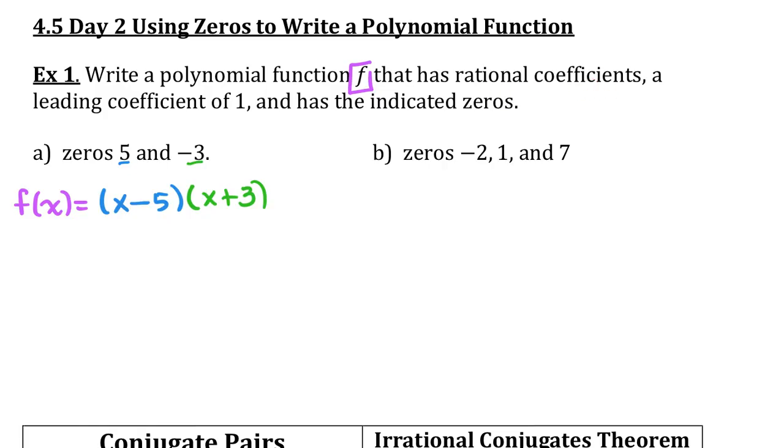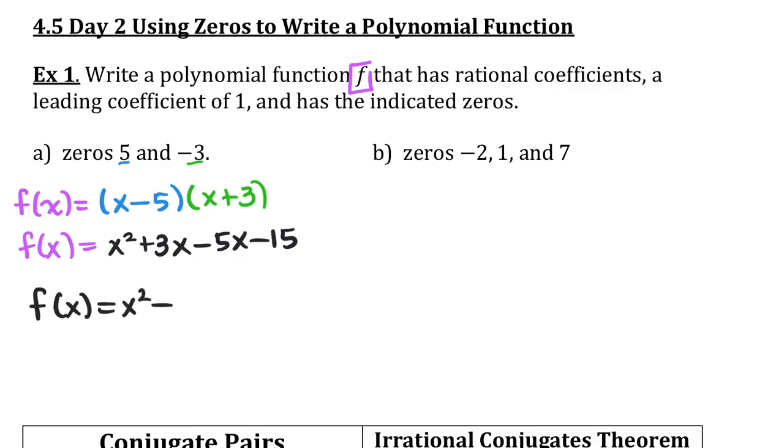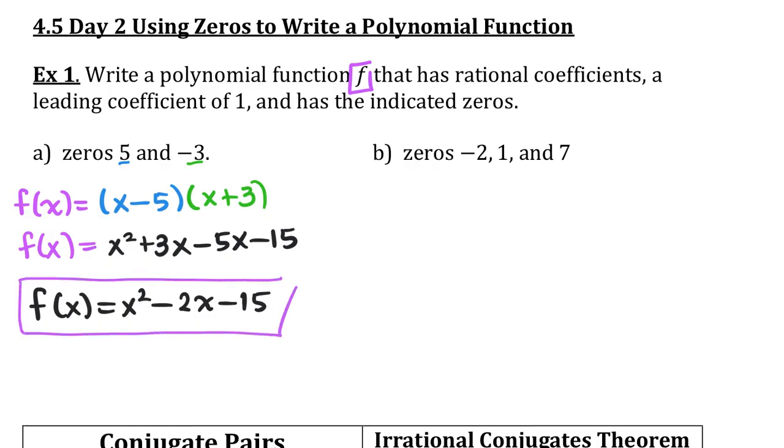Now they want my polynomial to have rational coefficients and a leading coefficient of 1. So I'm going to multiply this out so I can get a polynomial in standard form. This is x squared plus 3x. You can also box this if you prefer that method. Minus 5x minus 15. Okay, so I got f of x equals x squared minus 2x minus 15. This is my answer.